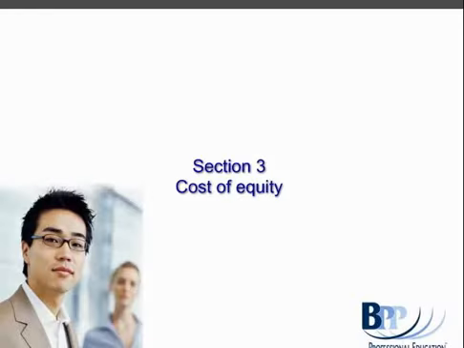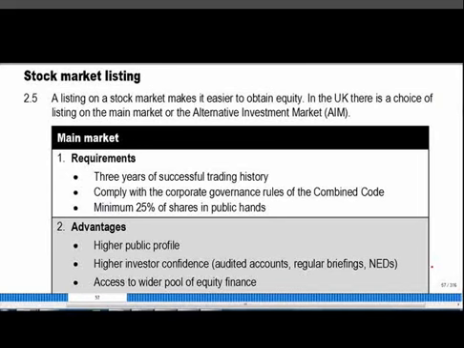Clearly, if you're listed on a stock market, it will make it easier to obtain equity. And in recent exam sittings, you have been asked to talk about the motives for a stock market listing, but also the mechanics of actually obtaining one. And this is what we're going to review here. We'll take the example of Sports Direct, which obtained a stock market listing in 2007.